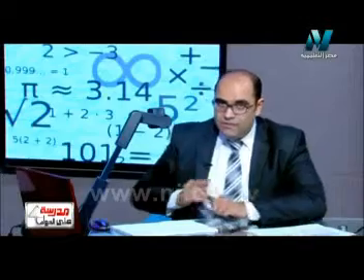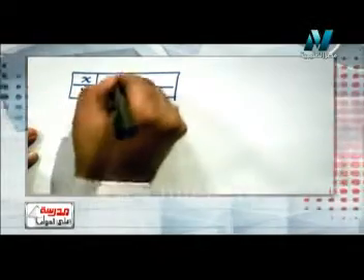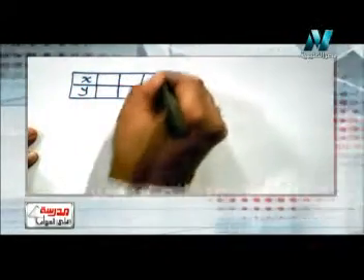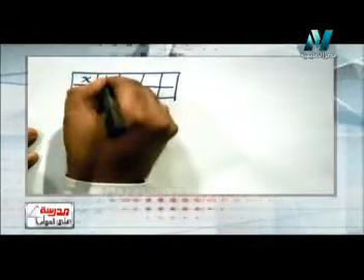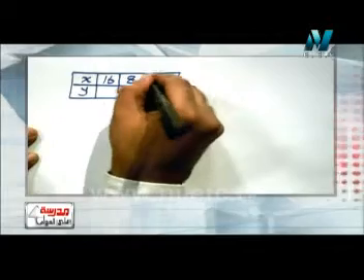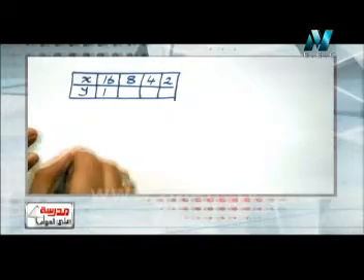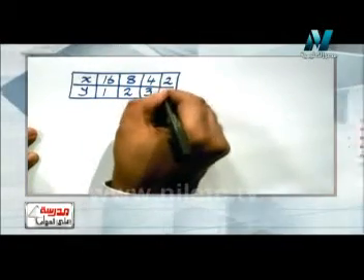Let's see together the following table. I have x and y, and put some values of x, like 16, 8, 4, 2, and y equals 1, 2, 3, 4.